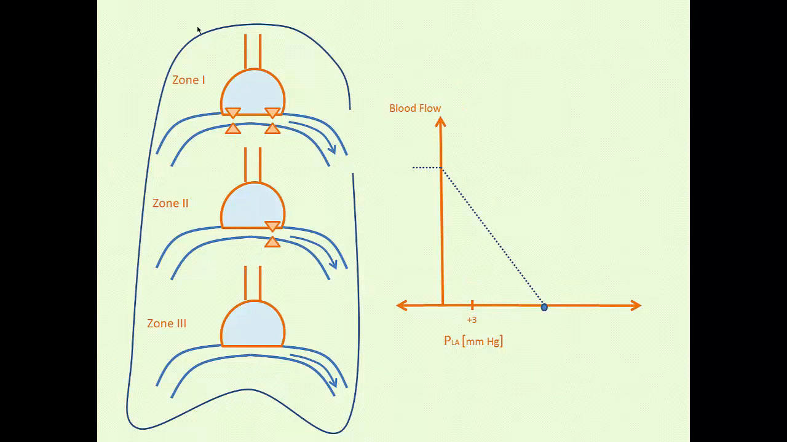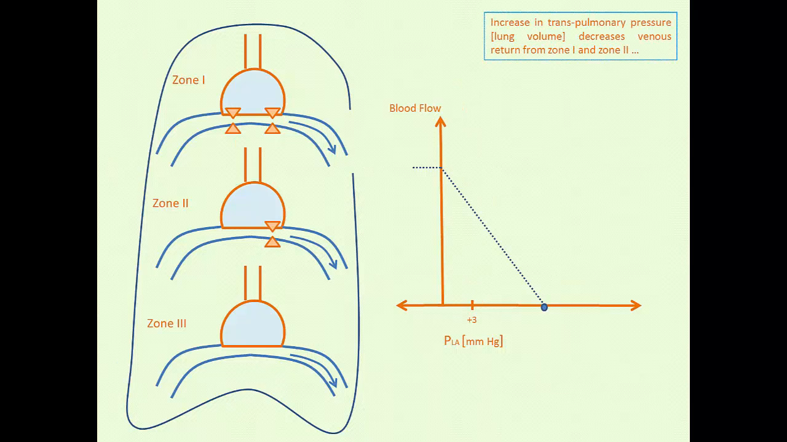So I think we're all fairly familiar with Zone 1, Zone 2, and Zone 3. And Zone 1, again, is when your alveolar pressure supersedes pulmonary arterial, capillary, and venous pressure. Zone 2 physiology is when alveolar pressure supersedes pulmonary venous pressure. Zone 3 physiology occurs when alveolar pressure actually supersedes none of them, so pulmonary arterial, capillary, and venous pressure are all greater than alveolar pressure.